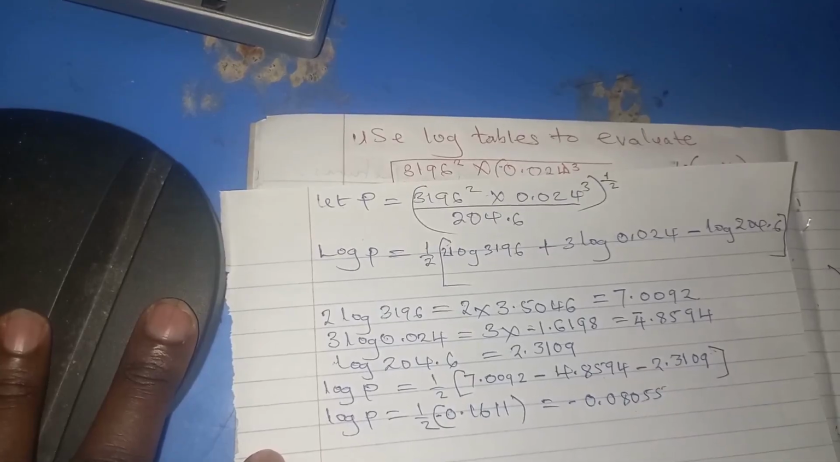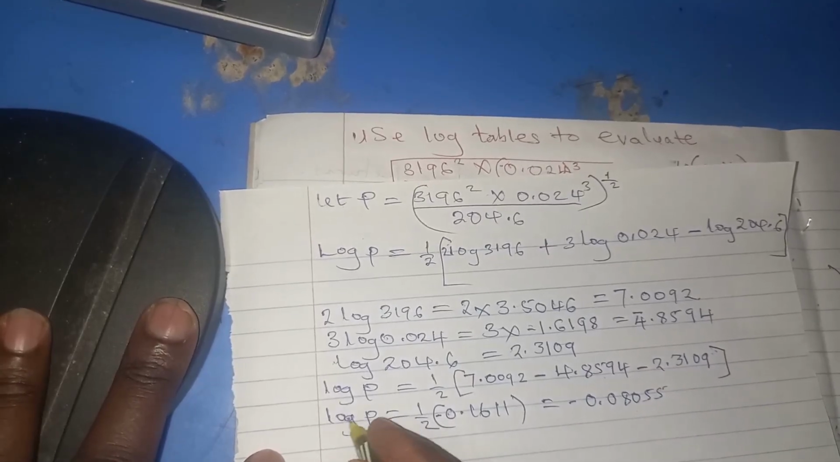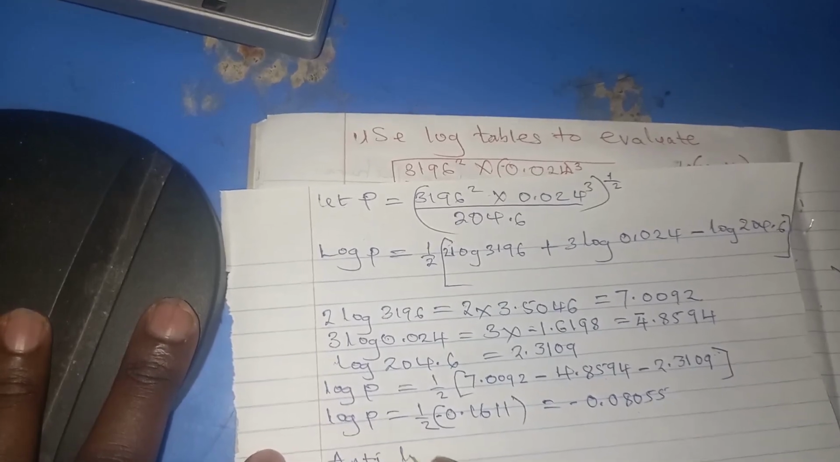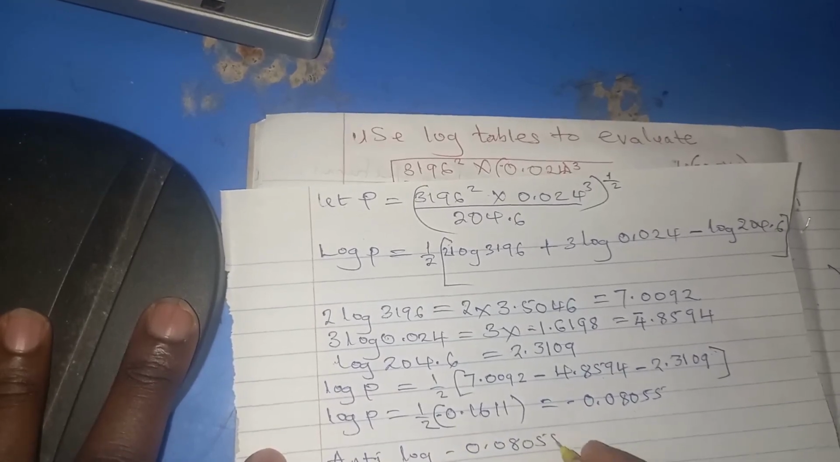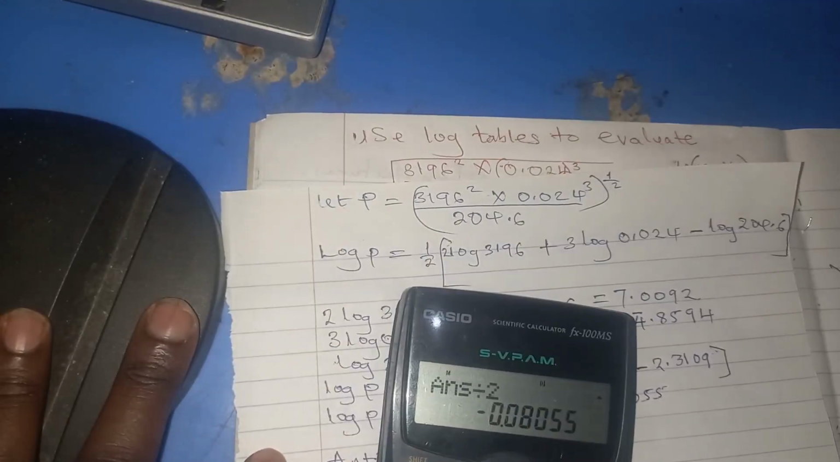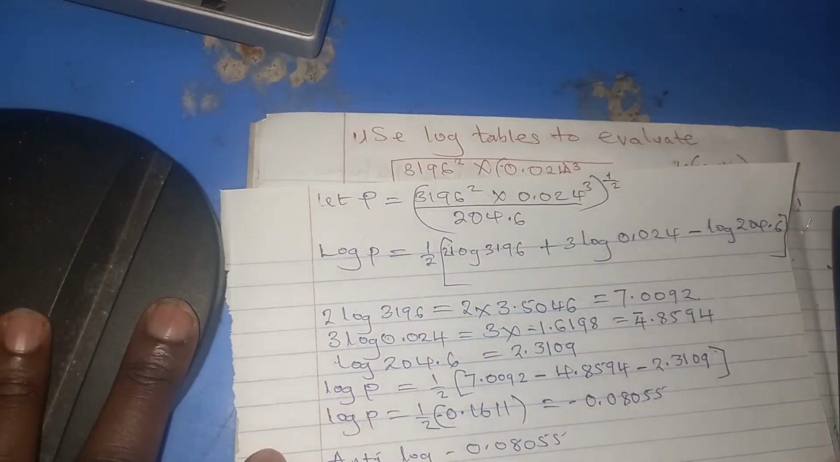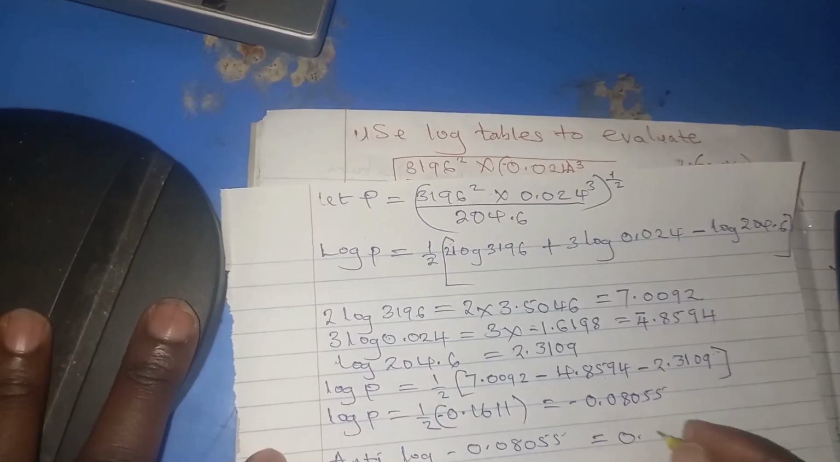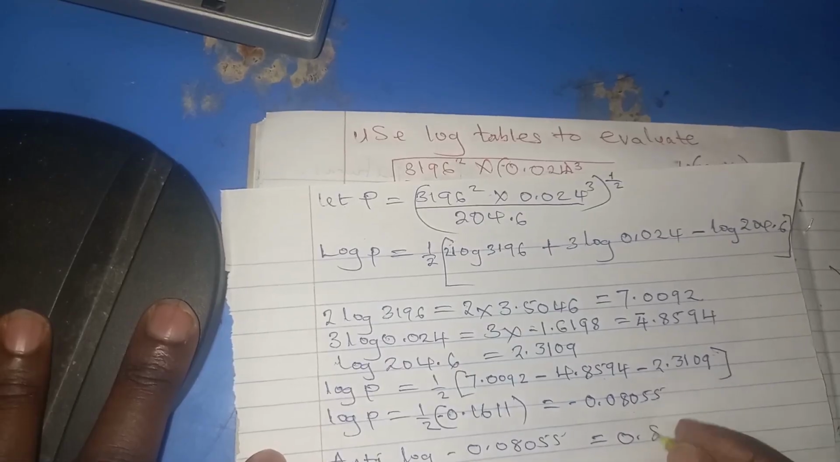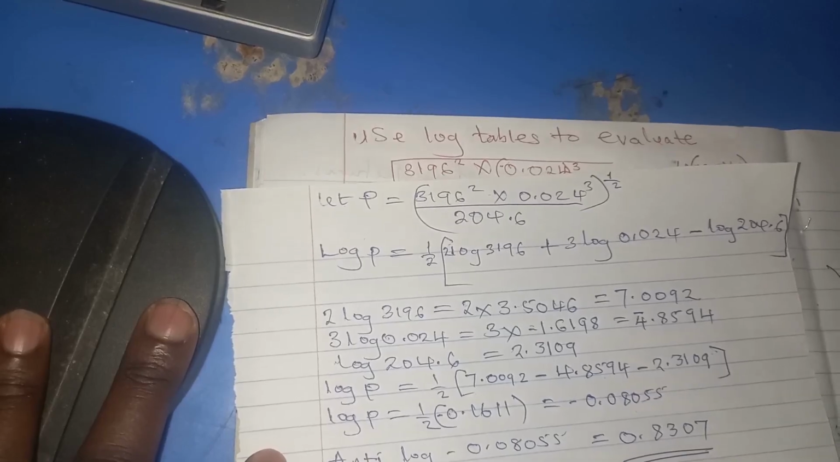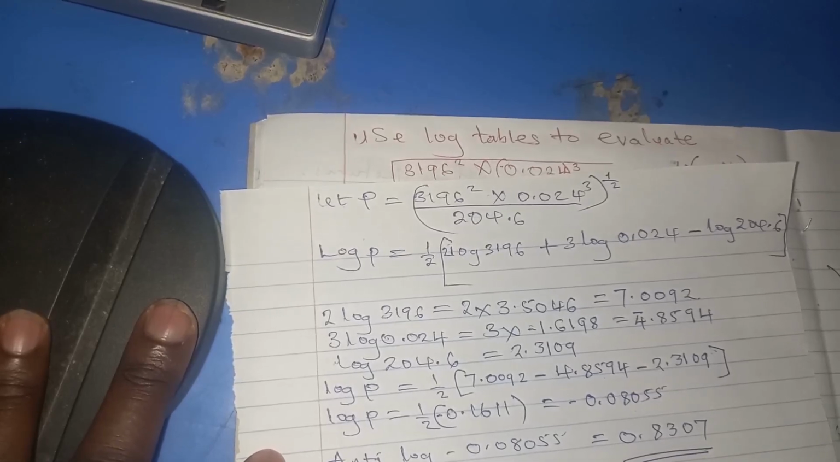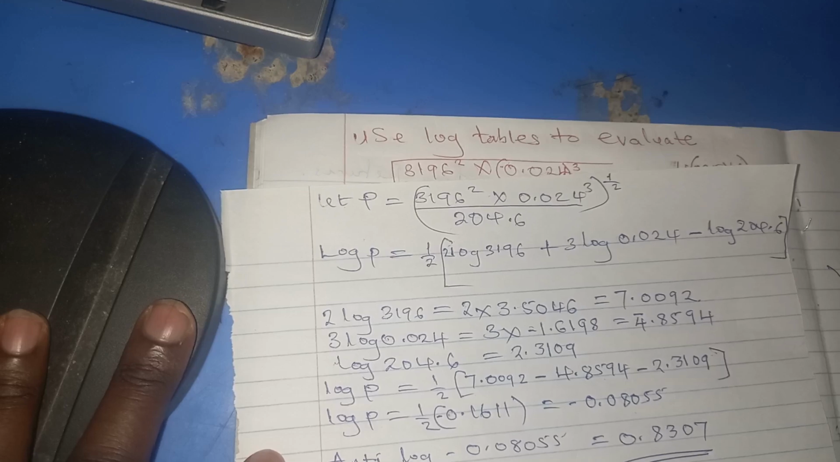From there I will find the antilog of this one. That is, we find the antilog of negative 0.08055. So shift log, I get 0.8307. So the answer is 0.8307. That is our final answer. We are going to move on to question number 2.